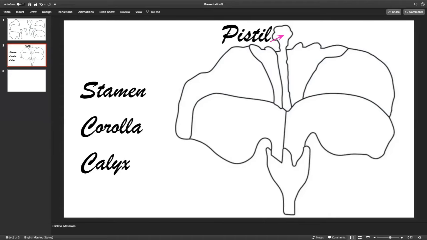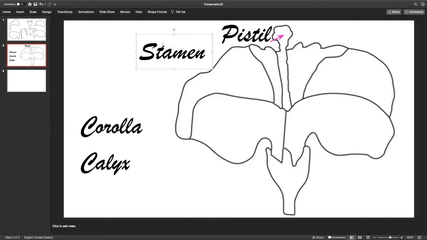All right. Grace, can you help me with this one? Stamen. Stamen. See if we can move this stamen. Let's see if we can move the stamen and find their home. Jaya, can you help me with the next one?